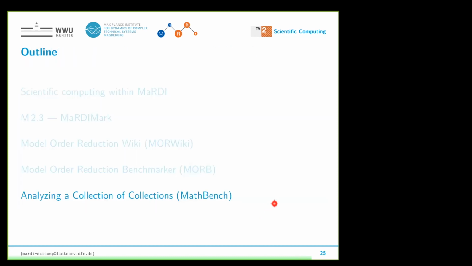Right, and that brings me to my final section, MathBench. Now, we've concentrated quite a lot in what we've seen so far on model reduction and linear time invariant systems. But in this specific endeavor, we were much more interested in what's available in general.